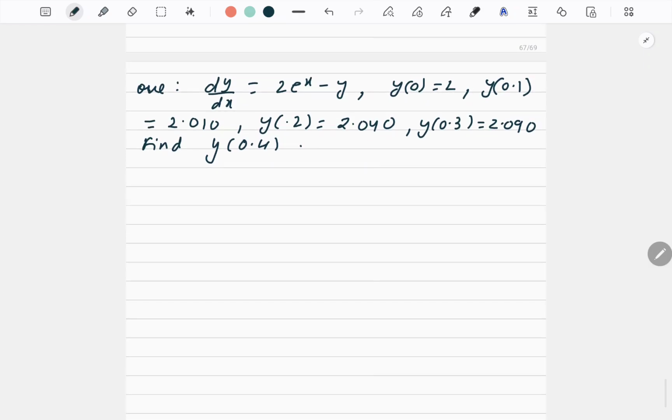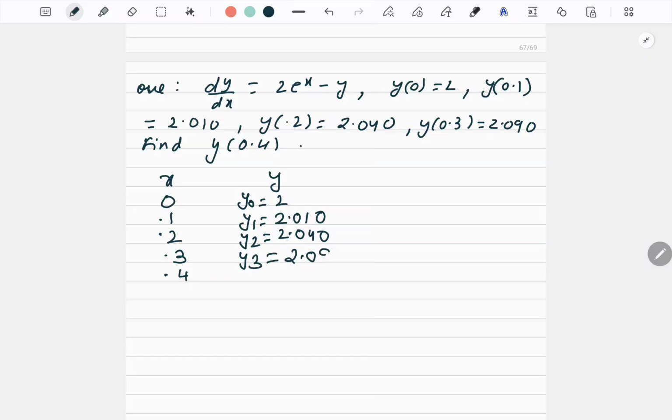Okay, let's move to the next question. Okay, so now I have this question. Again do the same procedure. Make the column of x, make the column of y. 0, 0.1, 0.2, 0.3, 0.4. Okay, so here y0 is 2, y1 is 2.010, y2 is 2.040, y3 is 2.090, y4 is, I don't know, I have to find out. This is x1, x2, x3, x4.